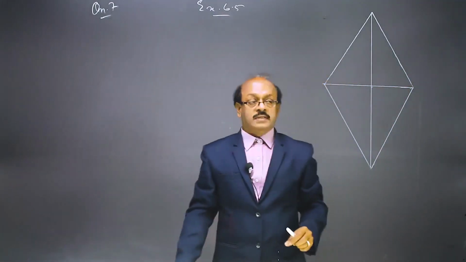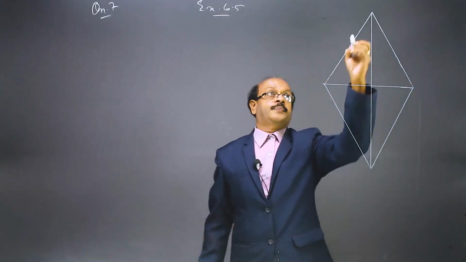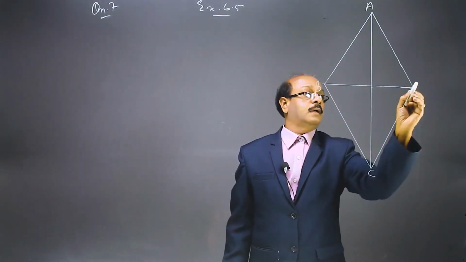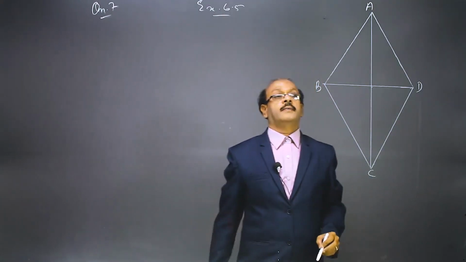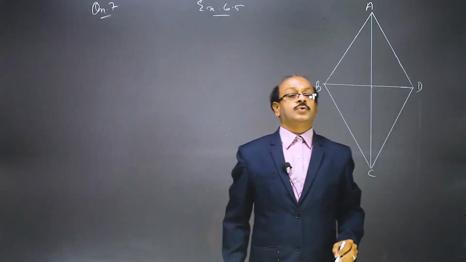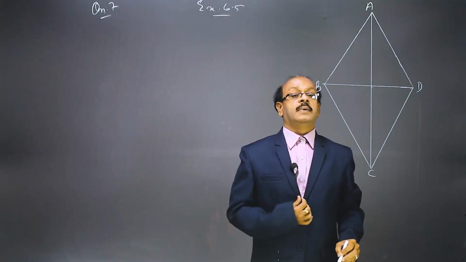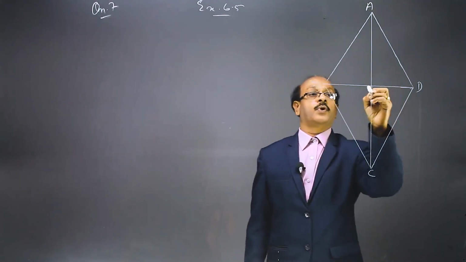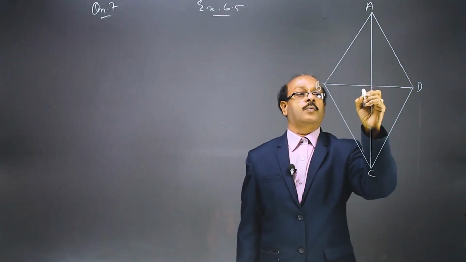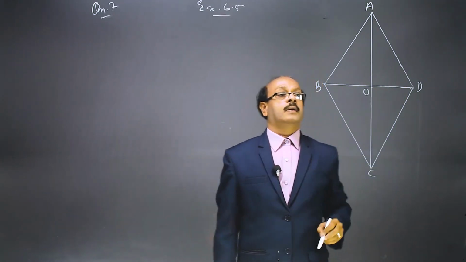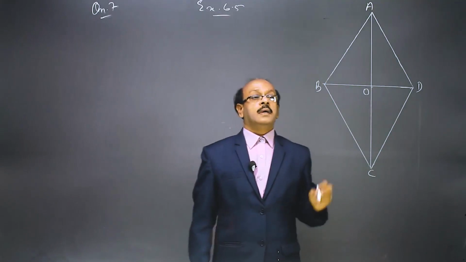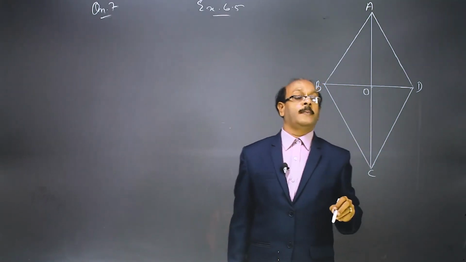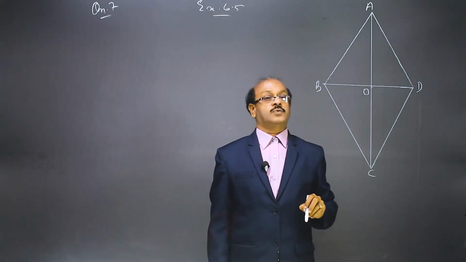Let ABCD be the rhombus, and AC and BD are the two diagonals. They intersect at the point O. Now, we have to prove that AB square plus BC square plus CD square plus AD square is equal to AC square plus BD square.